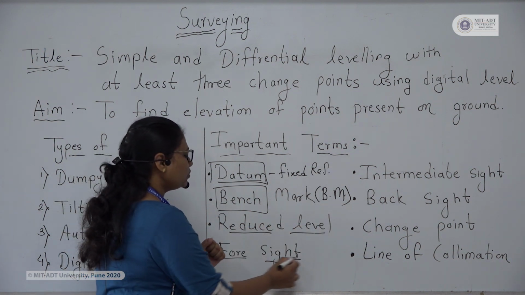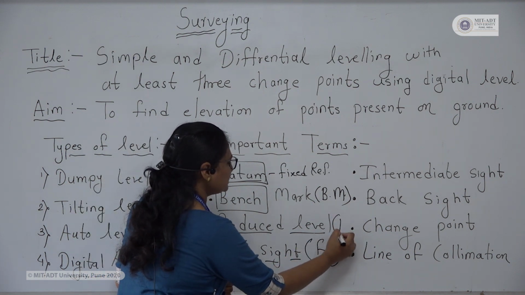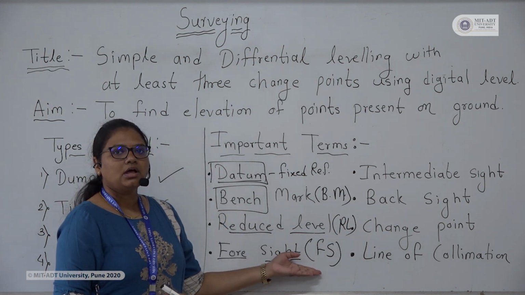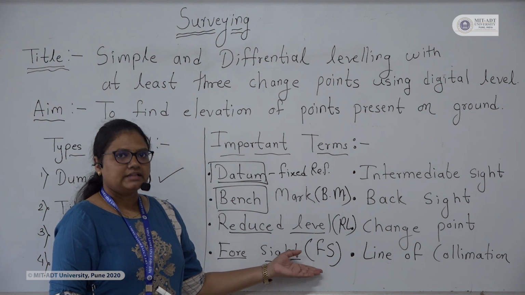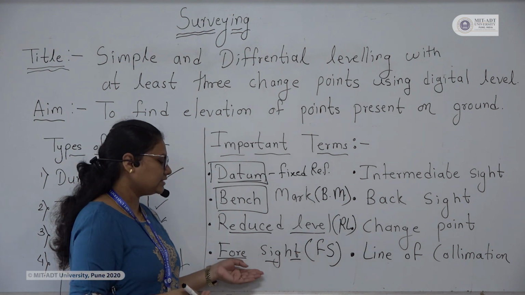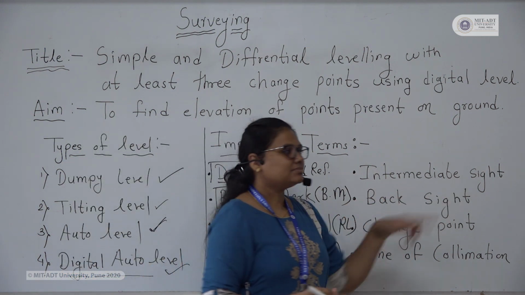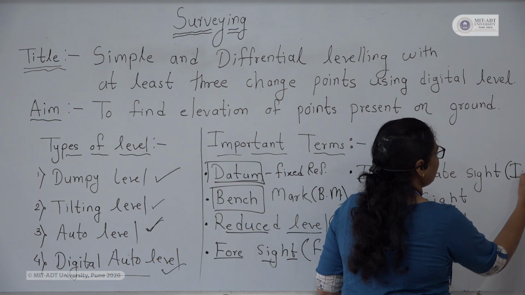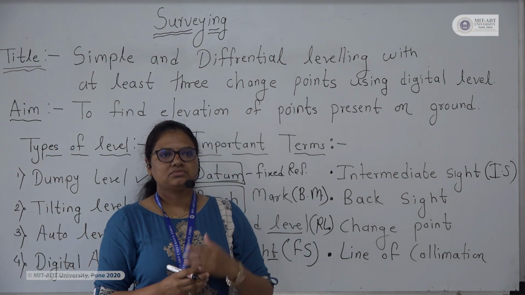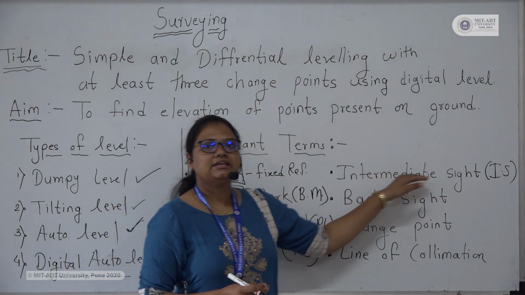Our fourth important point is the foresight. It is also written as FS, and the reduced level is written as RL. Foresight means the readings which are taken in the forward direction in our survey work; those readings come under this column. Then we have the intermediate sight. The readings which come in between the change points, the random readings we take while doing the survey work, come into the intermediate sight column.